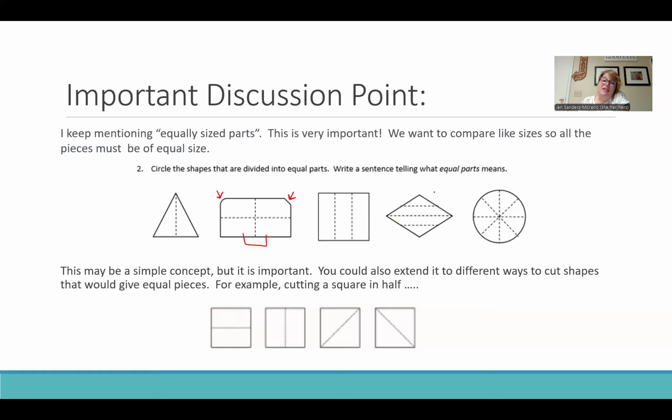This is another interesting discussion. The fact that this top and bottom are equal, and even these 2 in between are equal, but not all 4 are equal to each other. If you have a kid with an IEP that's working on fine motor skills, you could also have them maybe even make shapes out of Play-Doh with a plastic knife to try and see what do equal portions look like. Just thinking outside the box of different things that you can try.